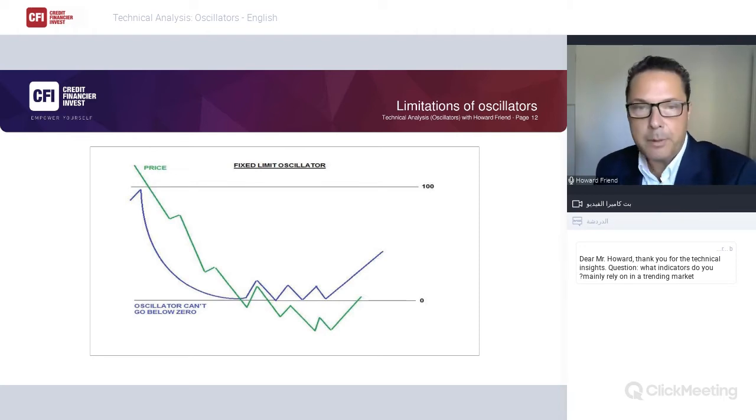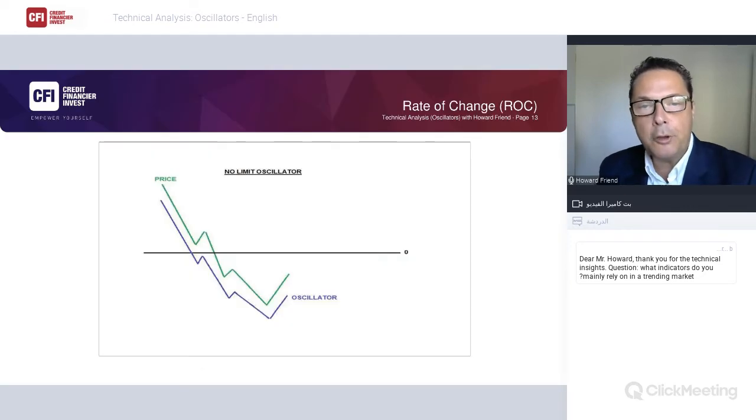Okay, so back to oscillators. So with the no limit type oscillator, for example, rate of change or momentum, they tend to oscillate above and below 0, and they will obviously go negative. So in this case, what you've got is the price is trending lower, making lower highs and lower lows, and the oscillator will go with it. So there's no kind of artificial basing out of the oscillator, which creates a kind of a false or fake divergence.